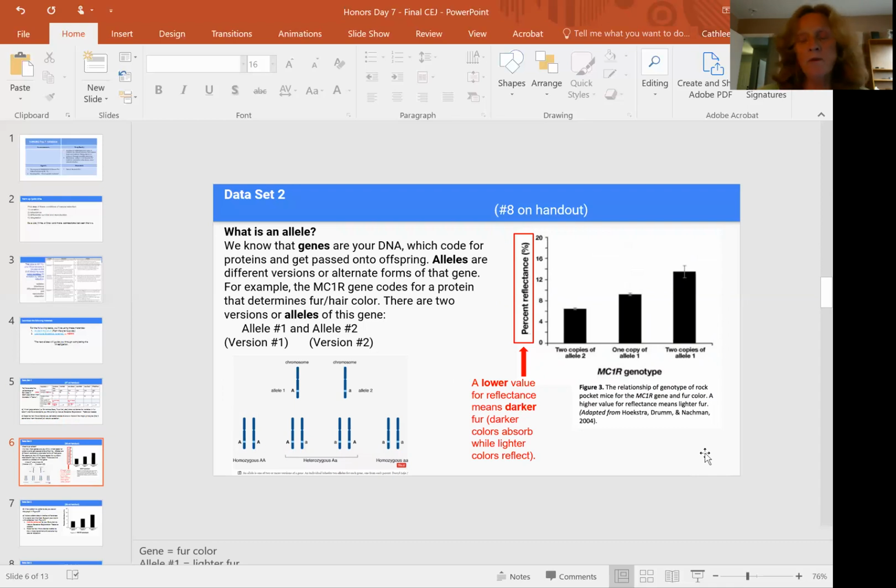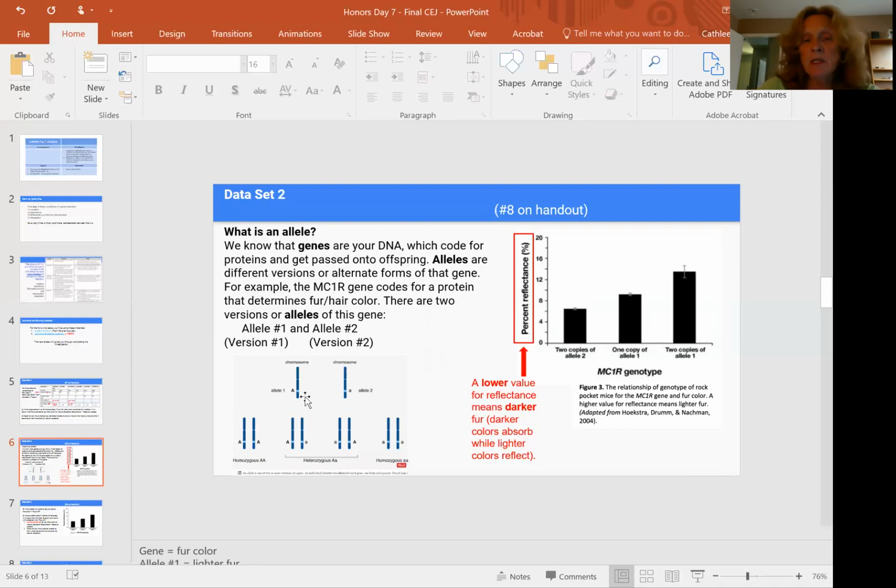One from your mom, one from your dad. That's where you have two alleles, okay? And so we can see here, this would be chromosome 1, chromosome 2. All right, so we know that genes are your DNA, which code for proteins that get passed on to the offspring. Alleles are different versions or alternative forms of that gene.